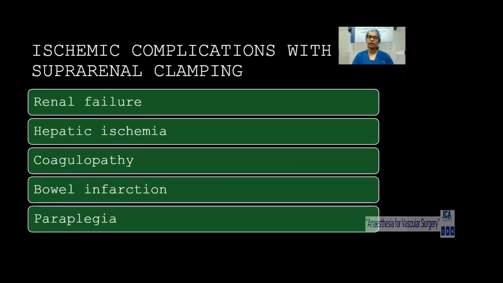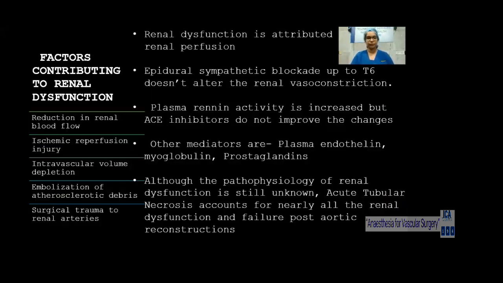Ischemic complications with suprarenal clamping are renal failure, hepatic ischemia, coagulopathy, bowel infarction, and paraplegia. The factors contributing to renal dysfunction are ischemic reperfusion injury, fall in intravascular volume, embolization of the atherosclerotic debris, and surgical trauma to the renal artery. So renal dysfunction is attributable to fall in renal perfusion. Although the pathophysiology of renal dysfunction is still unknown, acute tubular necrosis accounts for nearly all of the renal dysfunction and renal failure that occurs post-aortic reconstruction.